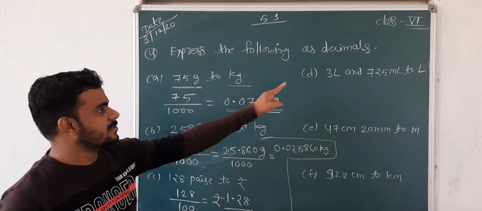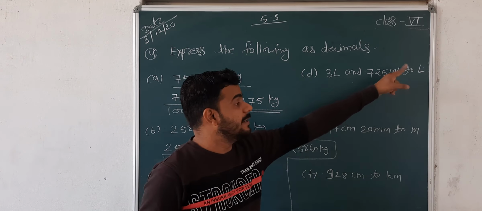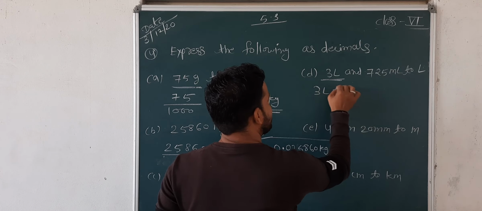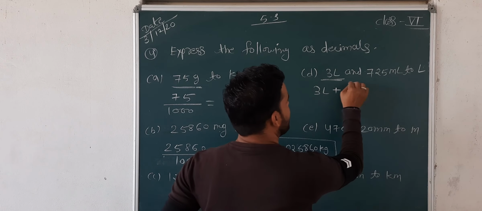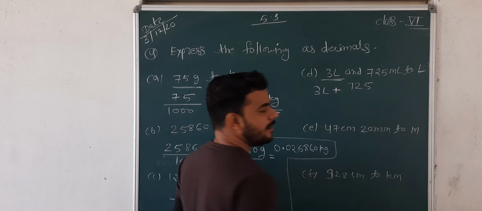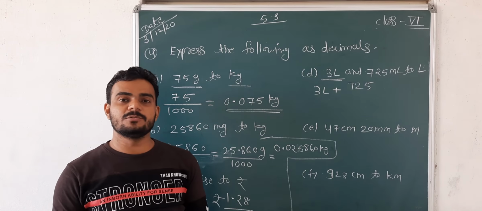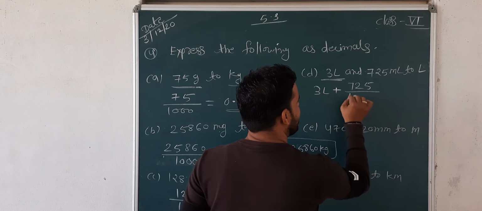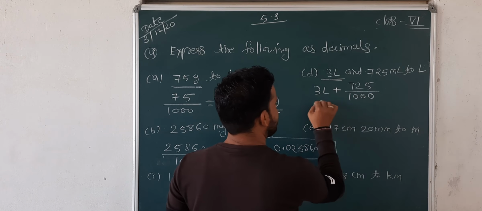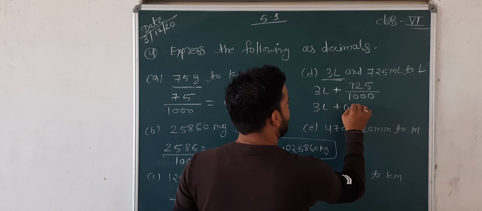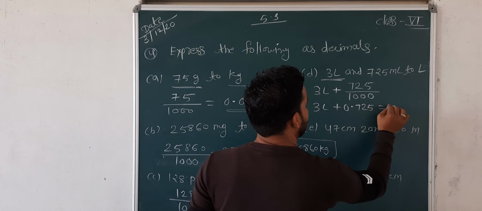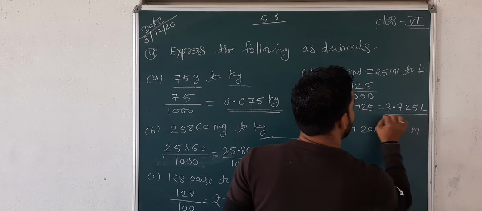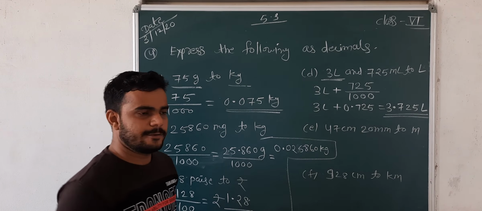Okay. So the next question, 3 liter and 725 ml to liter. So this is liter only, so 3 liter as it is. This is ml, so 725. We know that 1 liter equals 1000 ml. So divide by 1000. The answer is 3 liter plus 0.725. It means 3.725 liter is your final answer.